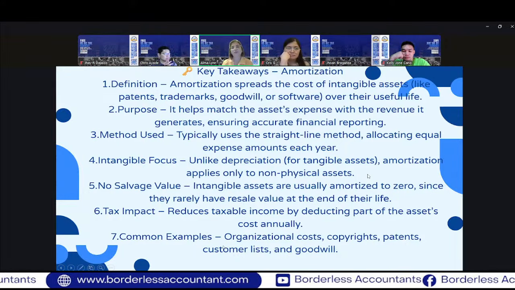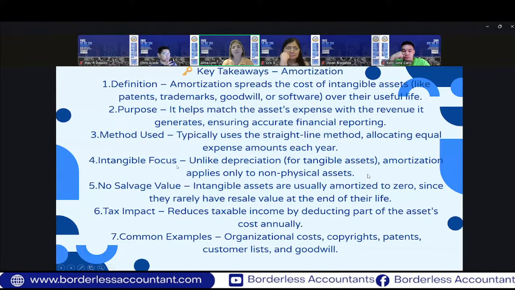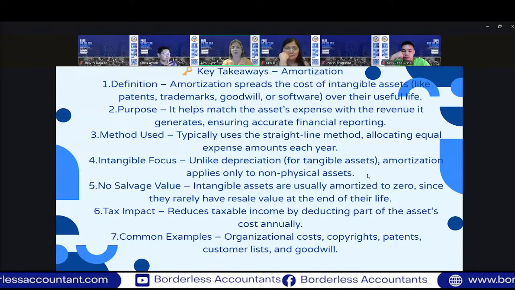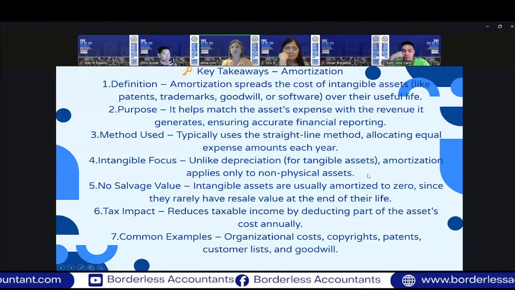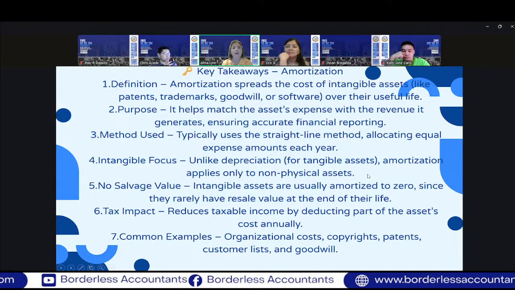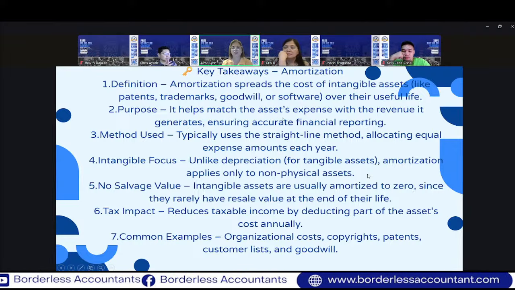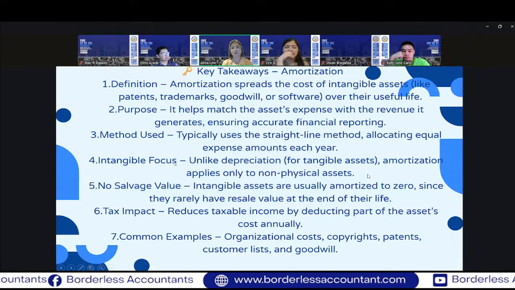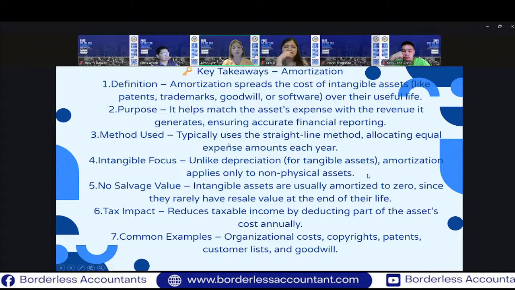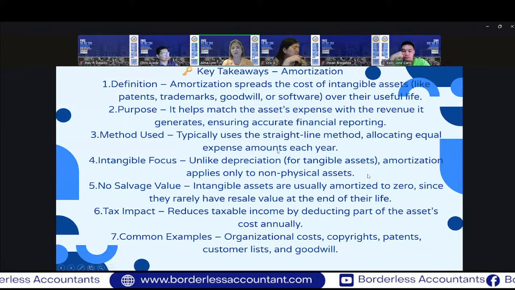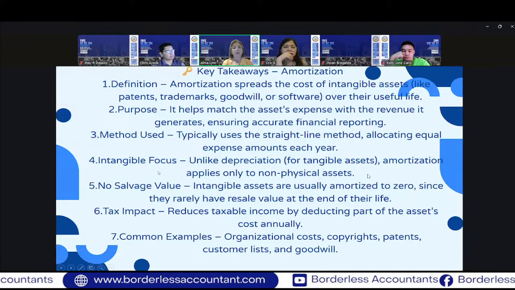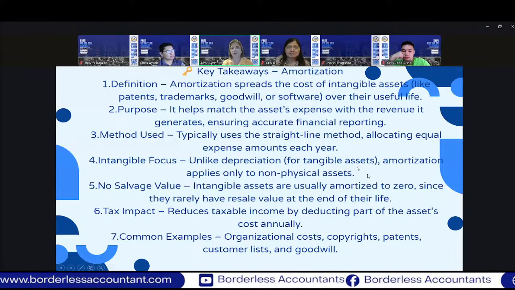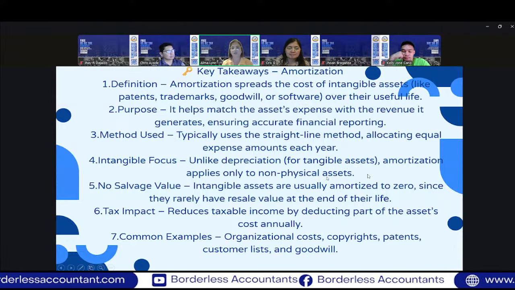Then for amortization, it spreads the cost of intangible assets like patents, trademarks, goodwill, and software over their useful life. The purpose is to help match the asset's expense with the revenue it generates, ensuring accurate financial reporting. Method used: it typically uses the straight line method, allocating the same expense amount each year. Intangible focus: unlike depreciation for tangible assets, amortization applies only to non-physical assets.